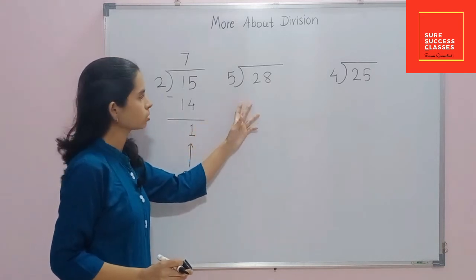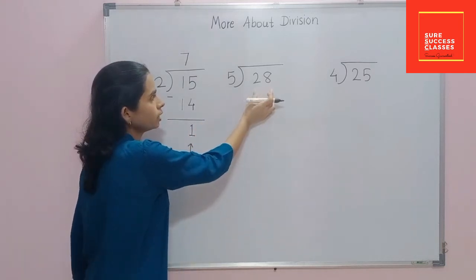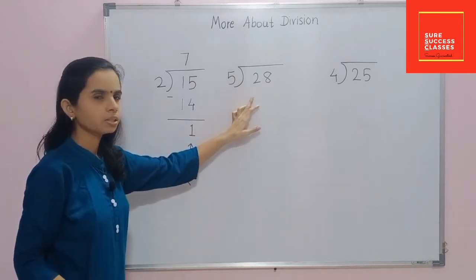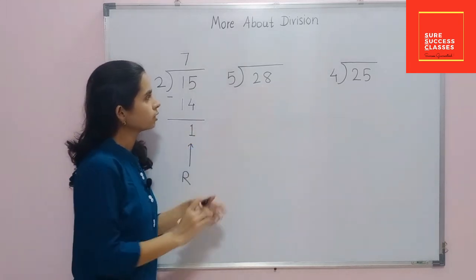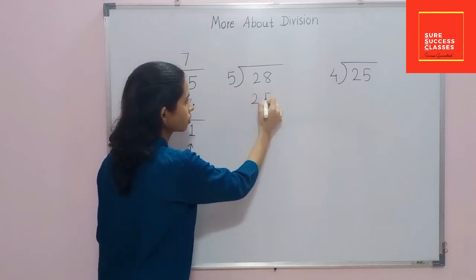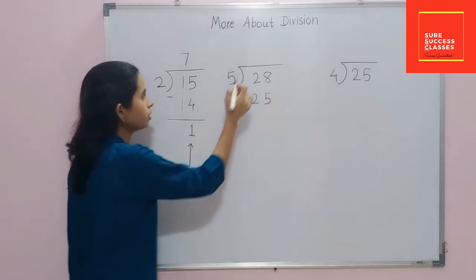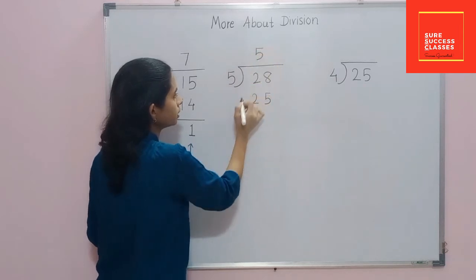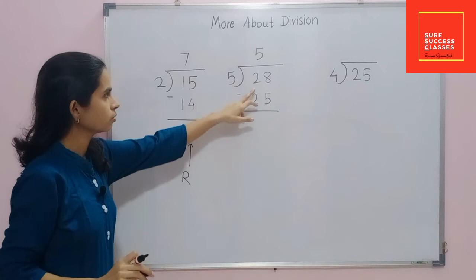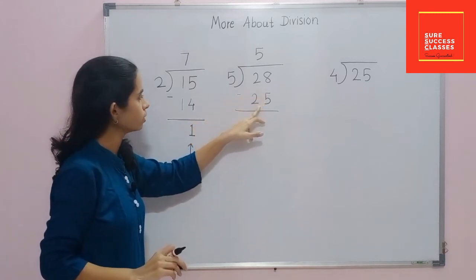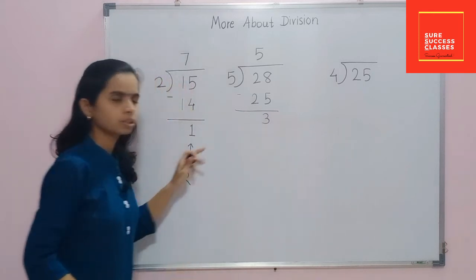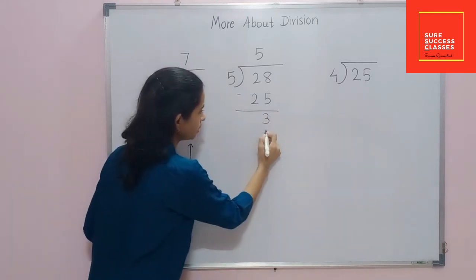Similarly, we will solve this example. 28 divided by 5. Here the nearest number to 28 in the table of 5 is 25. 5 fives are 25. 5 will appear here, and the result of this subtraction, 28 minus 25, we will get 3. 3 is nothing but the remainder.